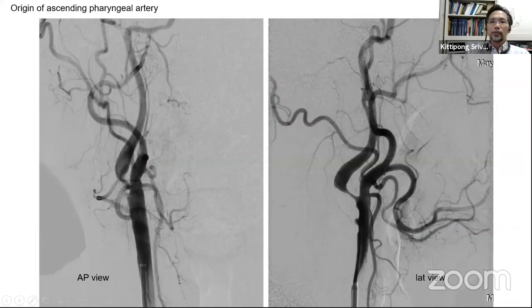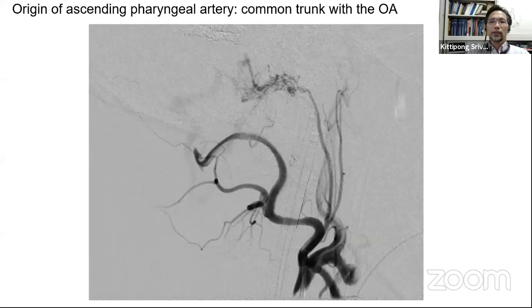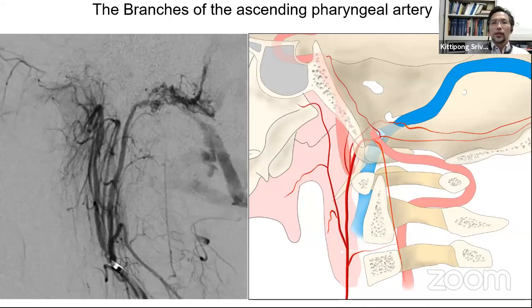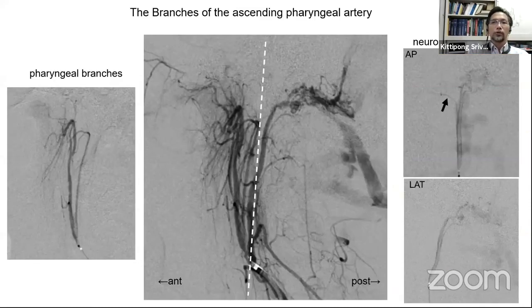Branches, okay, branches. Sometimes it arises all together with the occipital artery. This is the occipital artery. It shares a common trunk with the occipital artery. So it's possible to have that, or another version of that: you can have the ascending pharyngeal artery arising directly from the internal carotid artery, as you've seen with the occipital artery. Okay, so branches. We can divide this into 2 major portions.